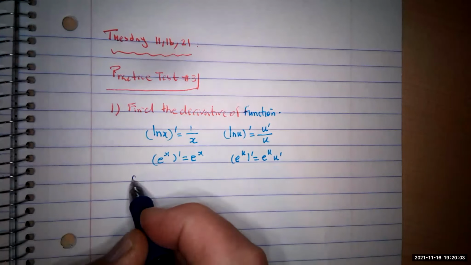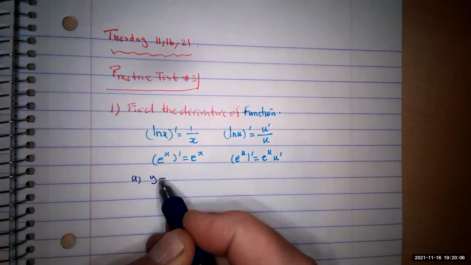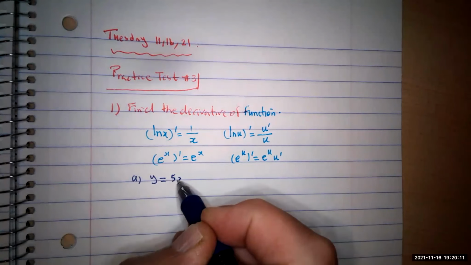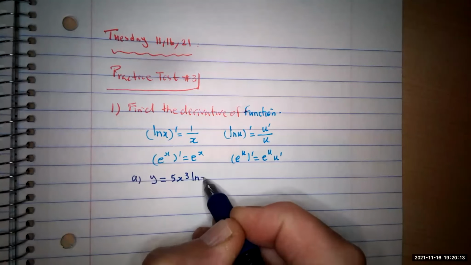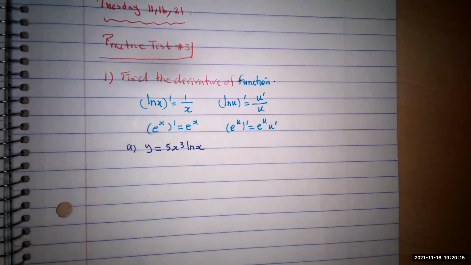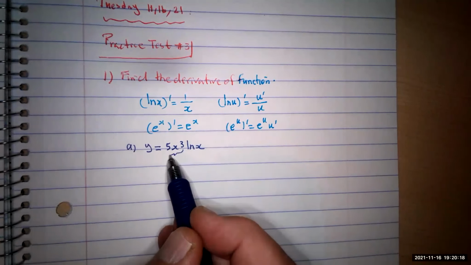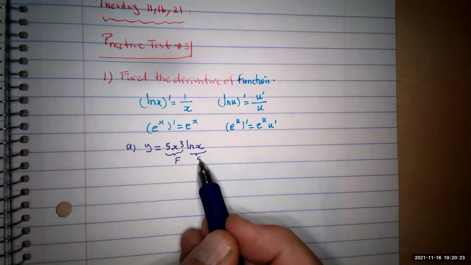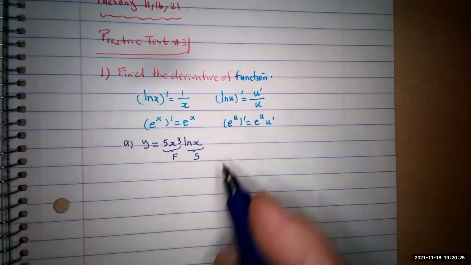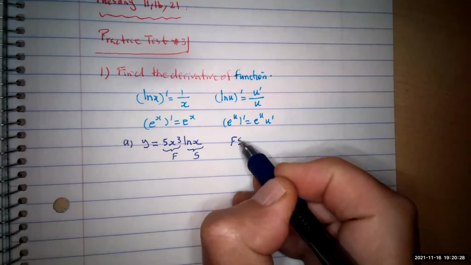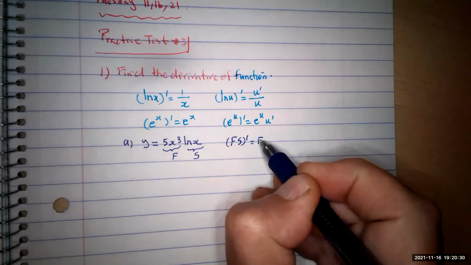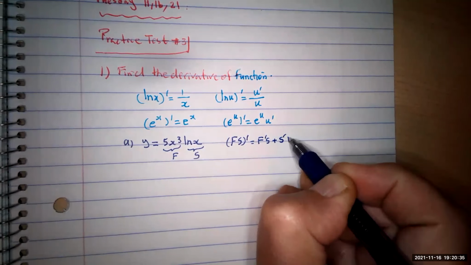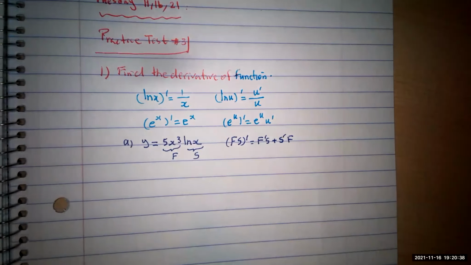So we go with the first, part A, y equal to 5x to the third ln x. It is the product of 2 functions. The first function is going to be 5x to the third, and the second function would be ln x. So we have to apply the product rule. Derivative of the first one times the second function plus derivative of the second function times the first one. Okay, so there you are.